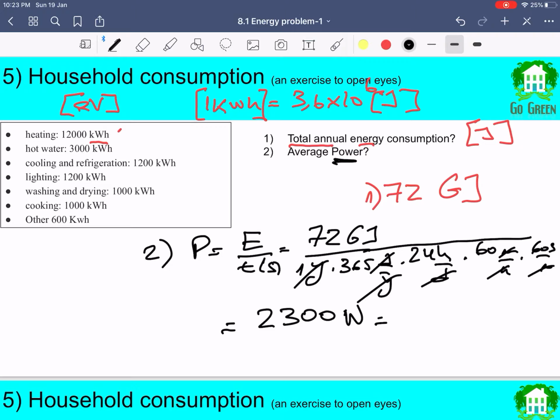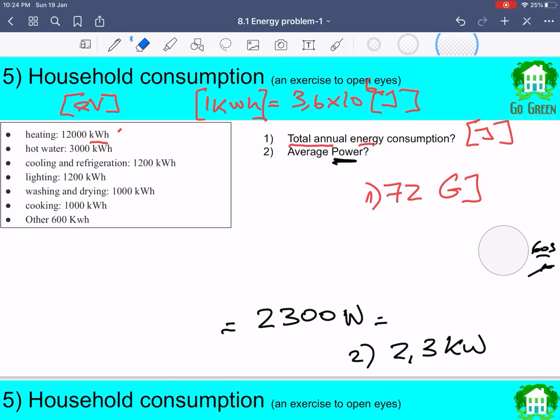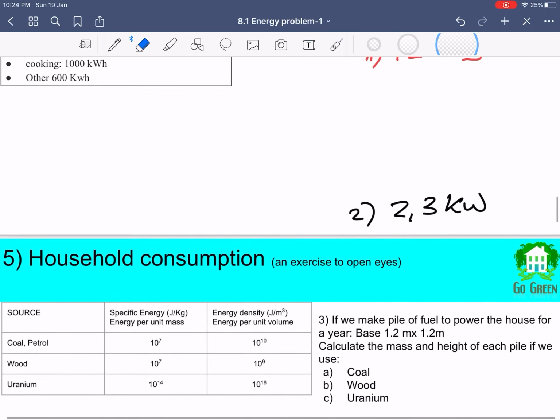Or in other words, 2.3 kilowatt. That means a house, on average, is consuming 2,300 joules per second. 2,000 joules is more or less the amount of energy that one match burns. So one house is burning one match every second for a whole year, day and night. Interesting, big number.